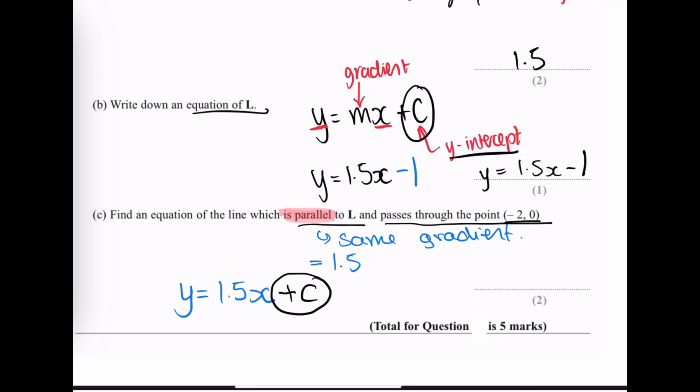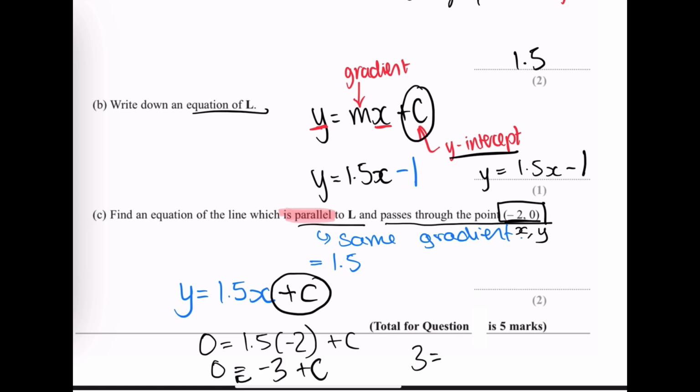We can do this by putting in the point that they give us. We know that this is x and y, so we can just put it in, and we have only one unknown, which is c, and we can find out what the answer is for c. So let's put that in. It'll be 0 equals 1.5 times -2 plus c. If we put this into our calculator, 1.5 times -2 is -3 plus c. Put this onto the other side, it will be 3 equals c. So we know that the y-intercept now is 3.